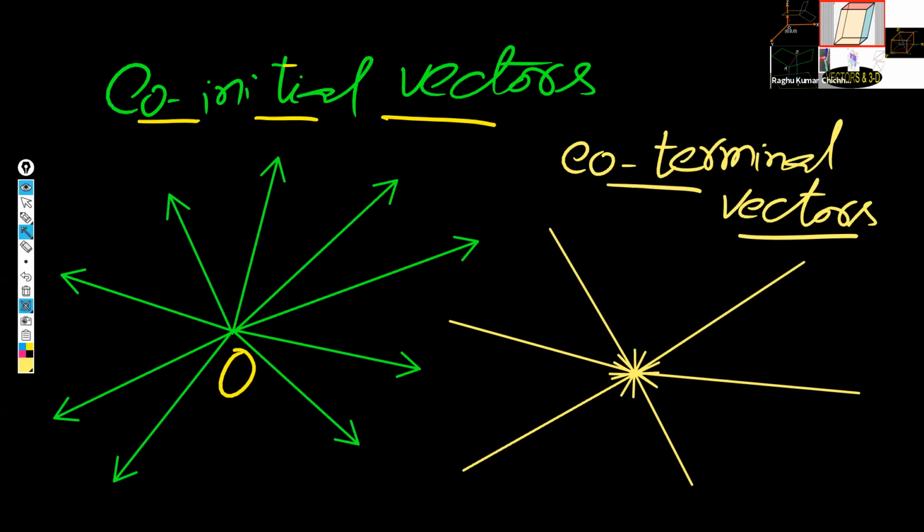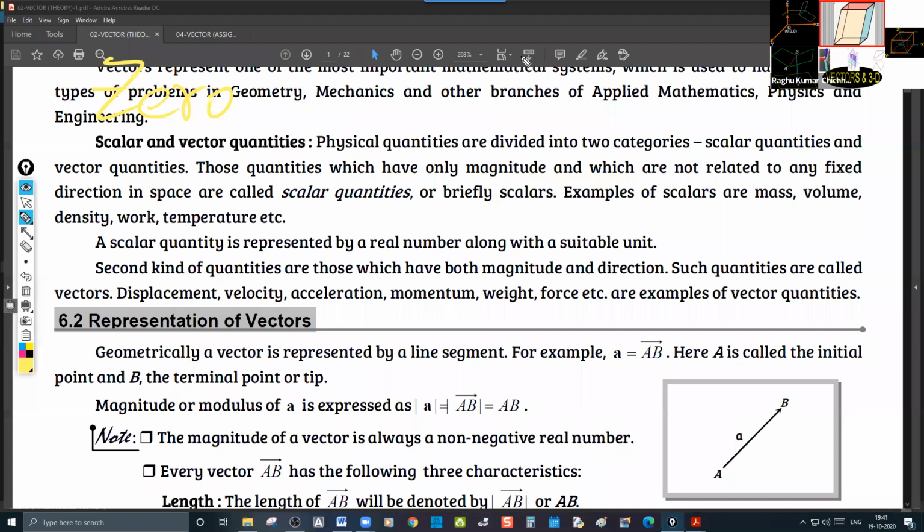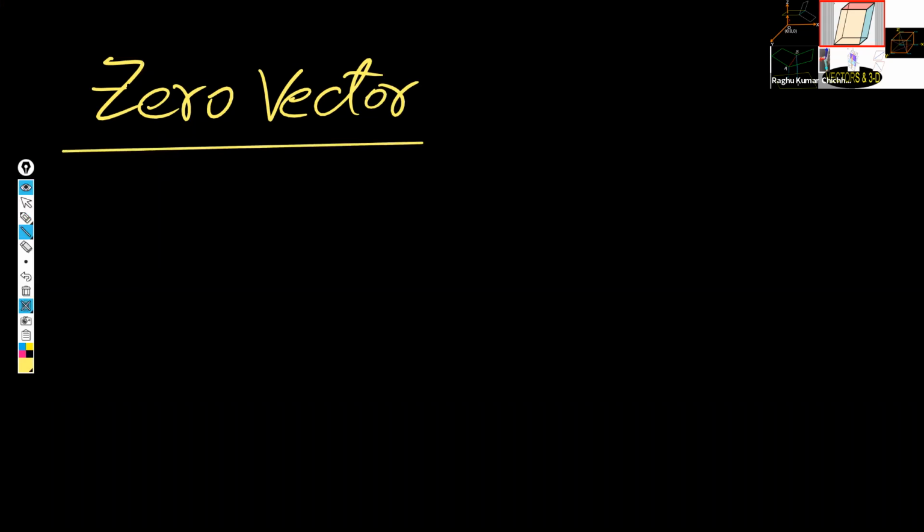So now, mainly, these are the types of vectors, not only this, and mainly you have zero vector. What is a zero vector? Zero vector is that vector whose magnitude is zero. And very important point to remember is that zero vector has zero magnitude. Magnitude zero, there's no doubt in it.